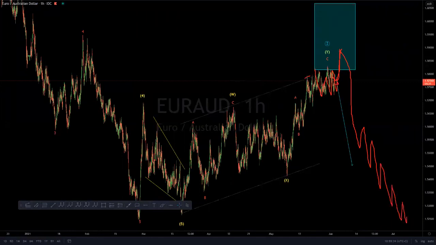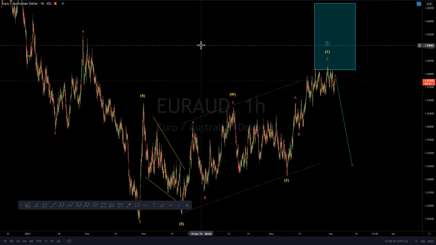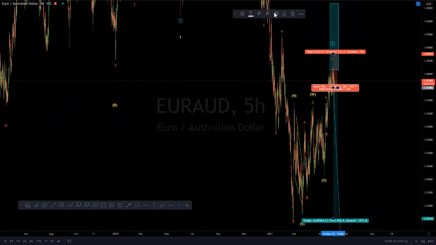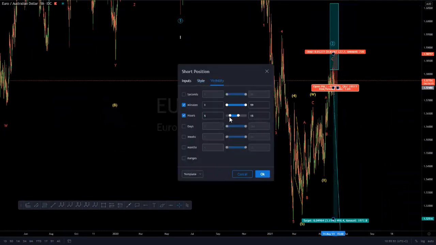If I remember very well, last week we had a trade set up around this area here. Let me just look at this on a 4-hour chart. Rather, on a 5-hour chart. Okay, yeah, there it is. Let me bring this back to be visible in 1 hour.